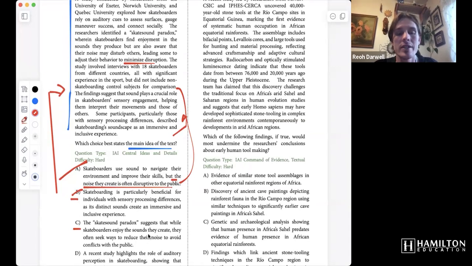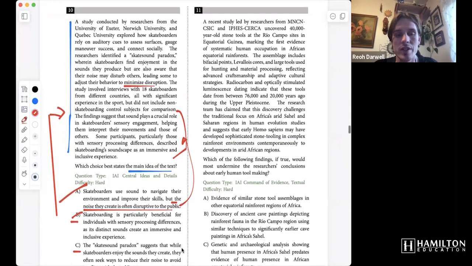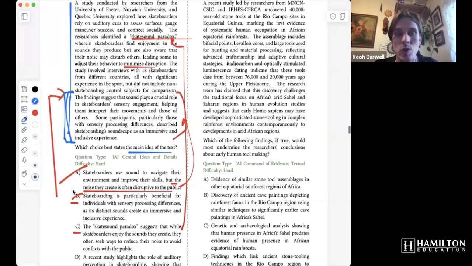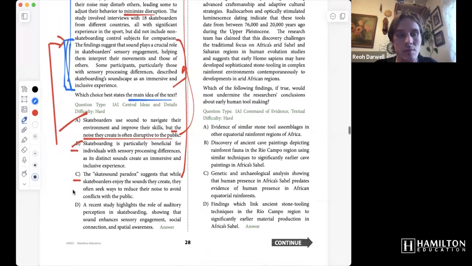C says basically it only focuses on the skate sound paradox, which is one aspect of this, but the bigger aspect is just that skateboarders care about the sound. It impacts in positive ways their sensory engagement with the environment, right? So that's why C is wrong.